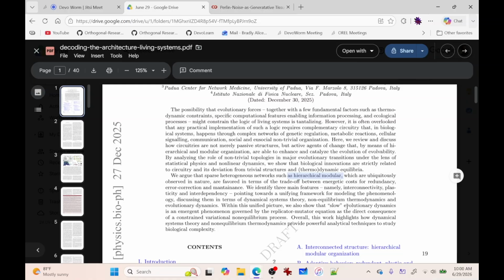If we think about the C. elegans lineage tree, that's hierarchically modular. We start with a single cell. That divides into two cells, which define the poles of the embryo, and then everything underneath that is within those poles and their specializations. So hierarchical modular networks are favored in terms of their trade-off between energetic costs for redundancy, error correction, and maintenance.